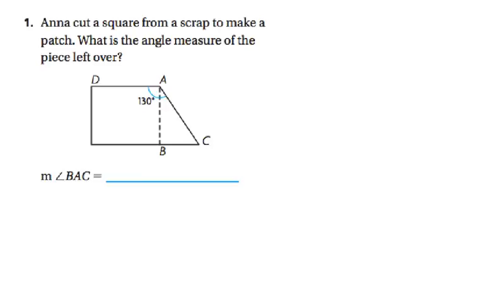Anna cut a square from a scrap to make a patch. What is the angle measure of the piece left over? If we were confused as to what angle we are supposed to be looking at, they even tell us we're finding the measure of angle BAC. So I can draw it, BAC. Now they told me that this larger angle, DAC, this one on the outside, that entire measure is 130 degrees.